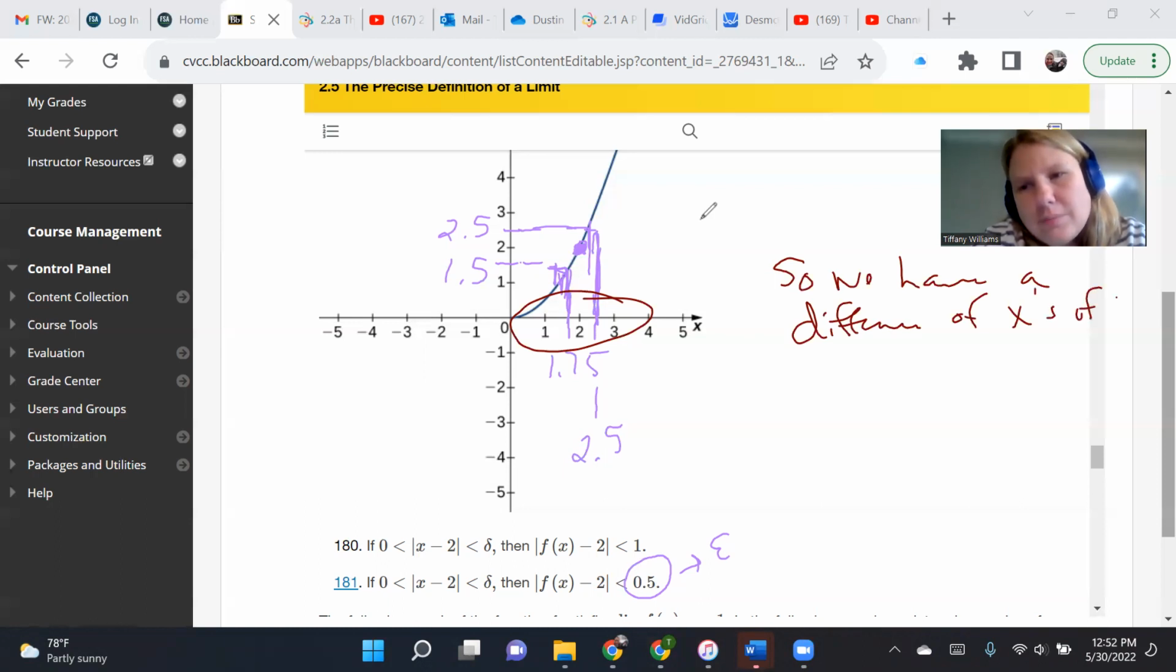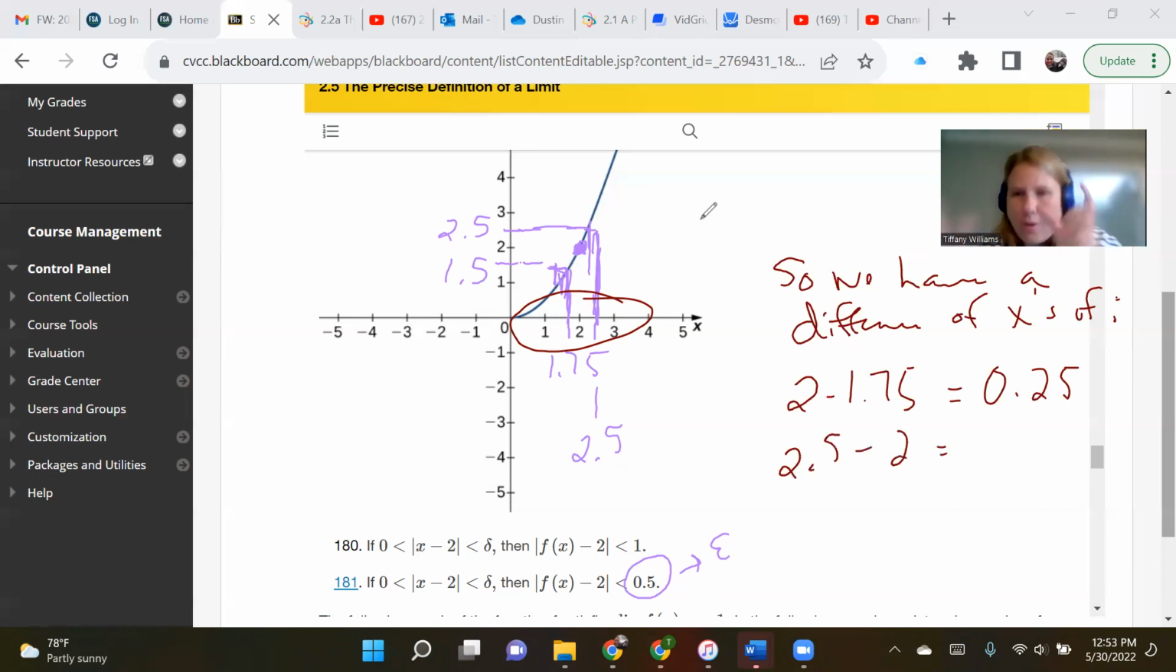All right, so let's do some math here. One of my x's is going to be 2 minus 1.75, right? That was the one to the left of 2. And if we do that, we get 0.25. And then I also had the 2.5 minus 2. So I'm just trying to figure out what's the difference between these two values that these epsilons created. So 2.5 minus 2 is equal to 0.5.